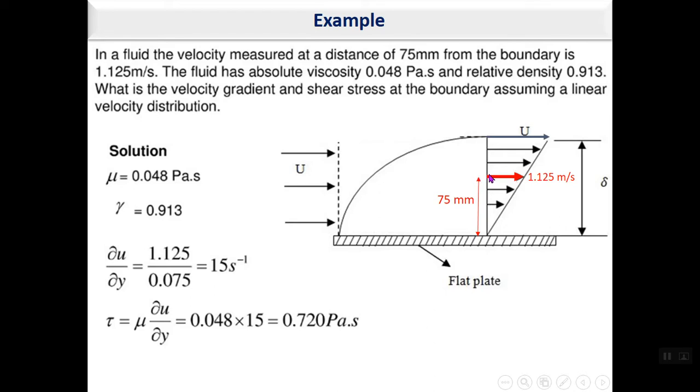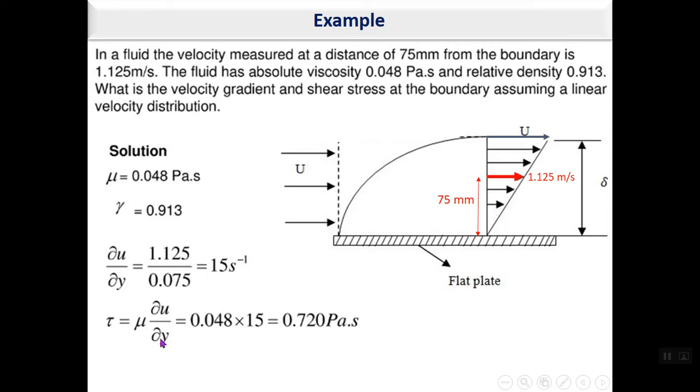Okay, what does the problem want? The problem wants us to calculate shear stress. As you know, shear stress is the viscosity multiplied by the velocity gradient, du over dy. Do we have the viscosity? Yes, the problem gives us the viscosity, so mu is defined.